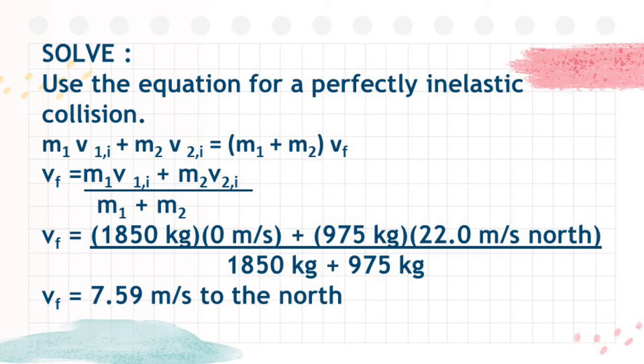Substituting the given values into the equation, final velocity is equal to 1,850 kg times 0 meters per second plus 975 kg times 22 meters per second north, divided by 1,850 kg plus 975 kg. So the final velocity is equal to 7.59 meters per second to the north.